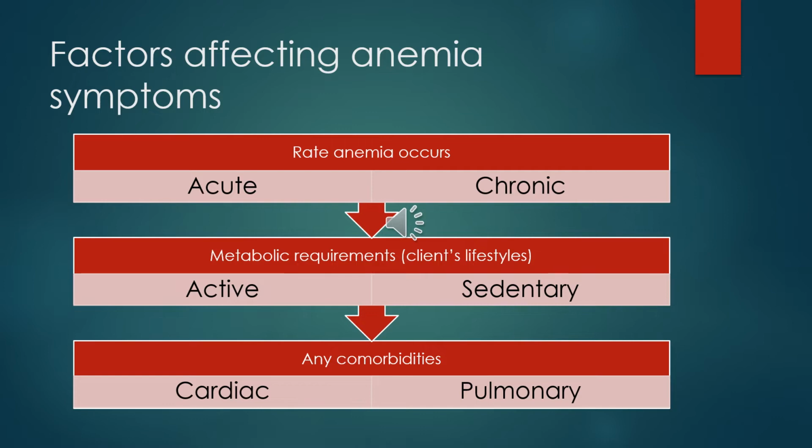Lastly, we want to take a look at any comorbidities the client may have. In a client with pulmonary or cardiac comorbidities, even the slightest decrease in red blood cells will have much more pronounced symptoms like chest pain, cramping, shortness of breath, muscle pain. These symptoms will be seen much sooner than someone who doesn't have any prior pulmonary or cardiac issues.